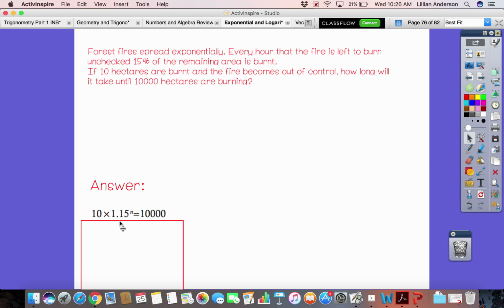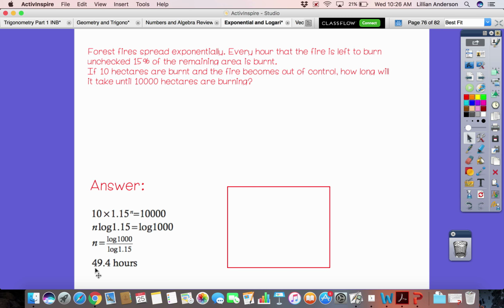So you start with your initial amount, which was 10 hectares. It is increasing at 15% every hour that it's left unchecked. So it's going to be 1.15 raised to the n power because it represents every hour. So you're trying to figure out how long it will take before 10,000 hectares is burning. So there's your equation that you set up. You divide both sides by 10, and you take the log of both sides, bringing down the exponent, divide both sides, and it would take about 49.4 hours to burn.